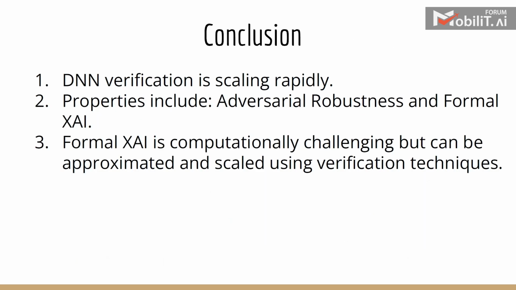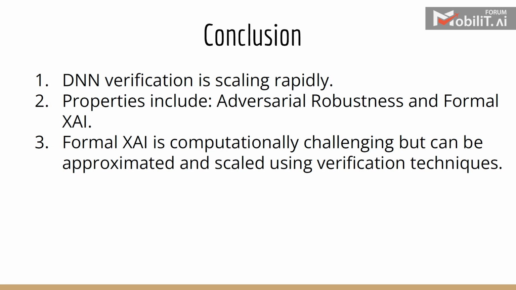So to conclude, I talked generally about DNN verification, and the next talk will also dig into this more. This field is advancing rapidly, so hopefully we can reach a phase where we can verify state-of-the-art models soon. Properties that we can verify include adversarial robustness and also formal explainability. Formal explainability is computationally challenging, but I showed you different techniques for how we can still compute it.